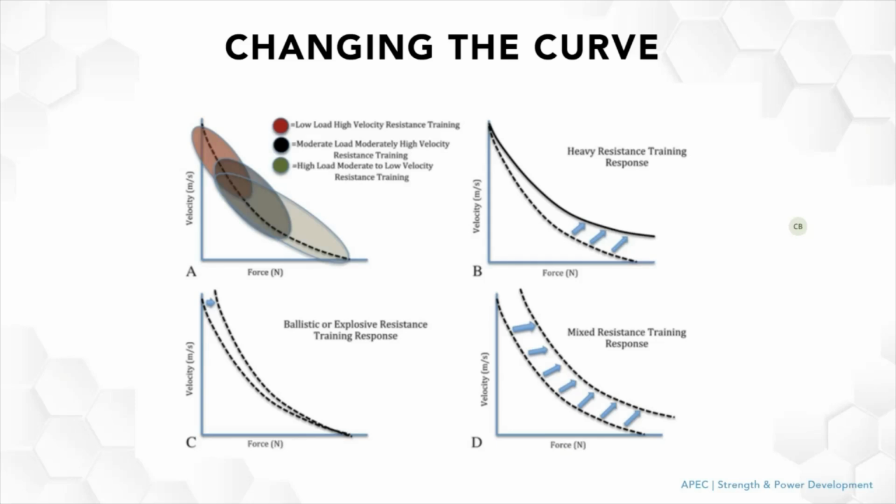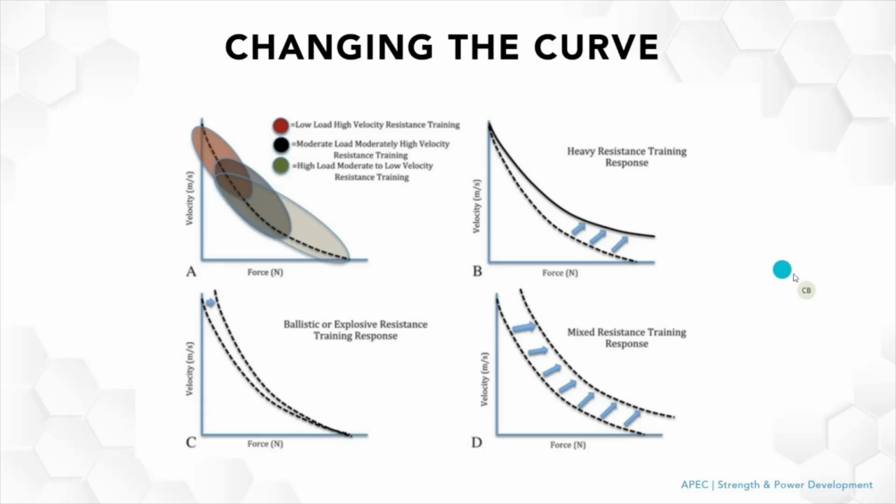Whereas we're not really making much of a change to the velocity aspect of the curve. Then looking at the bottom left, what you can see is this would be the more ballistic, explosive type exercises, so like plyometric exercises. And what we're trying to do here is move that curve to the right once again, but this time it's at those peak velocities. We're not actually affecting the high peak force aspect of the curve.